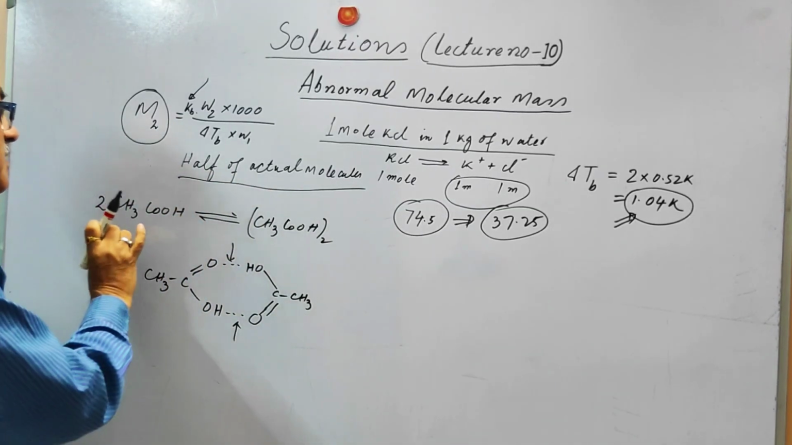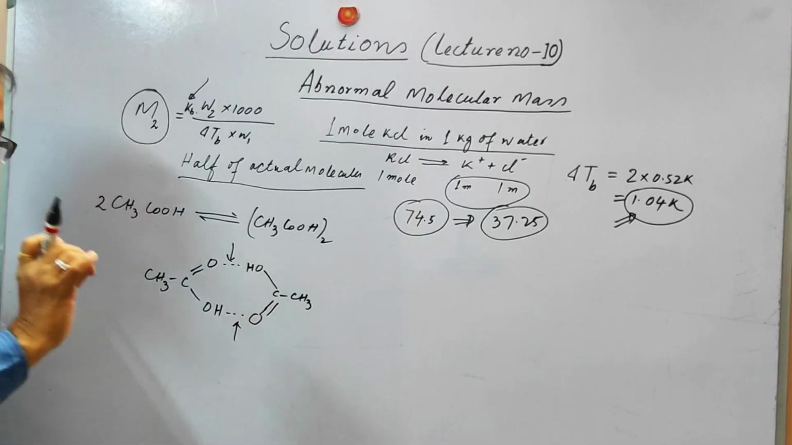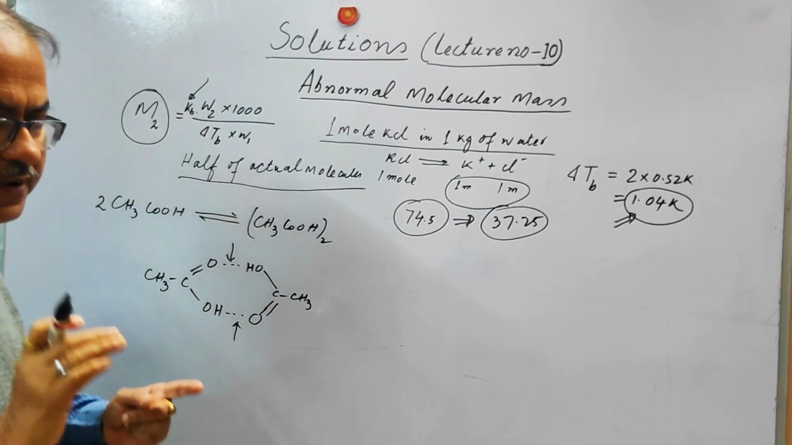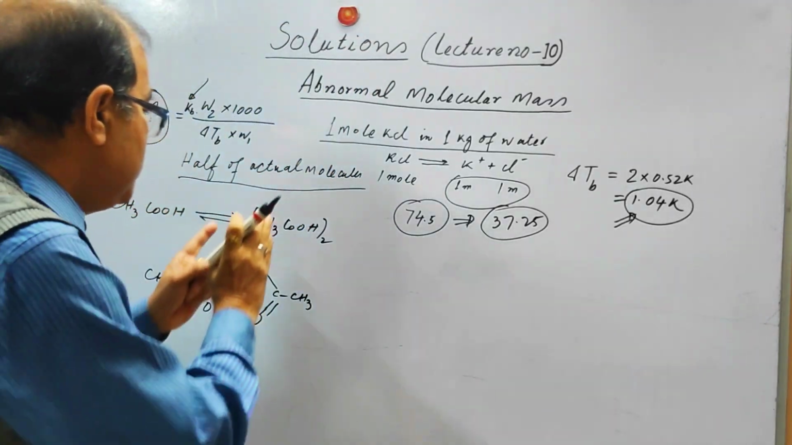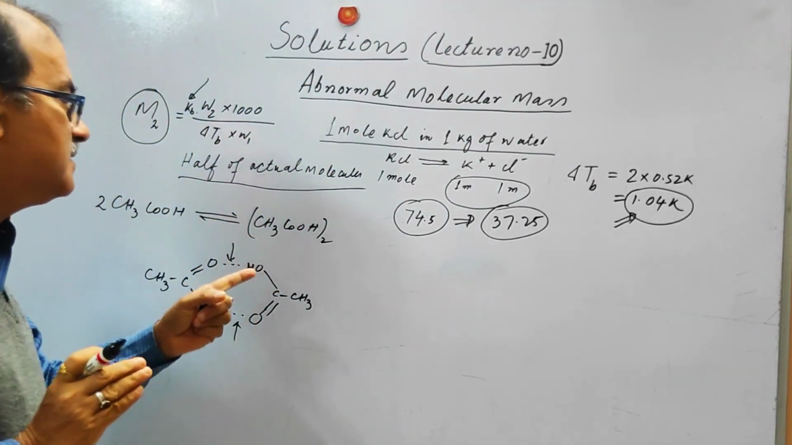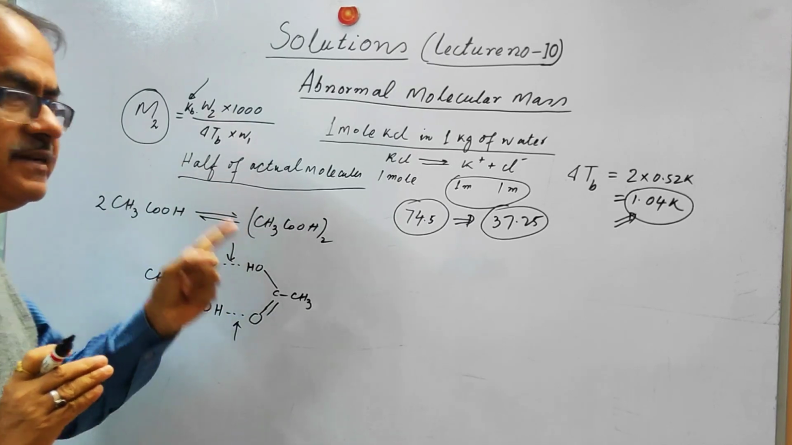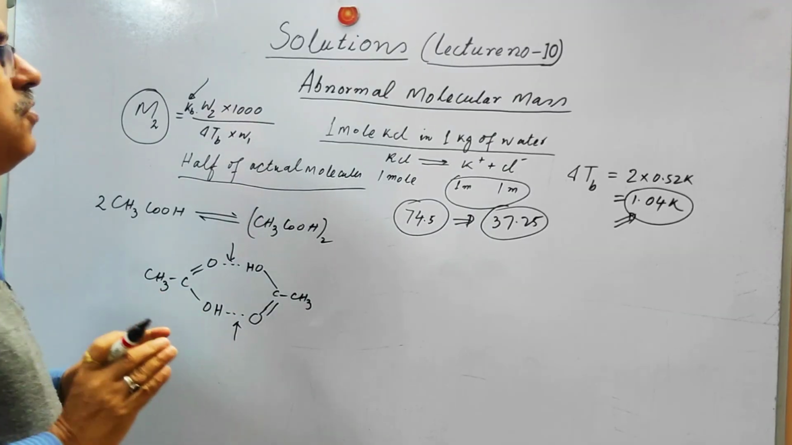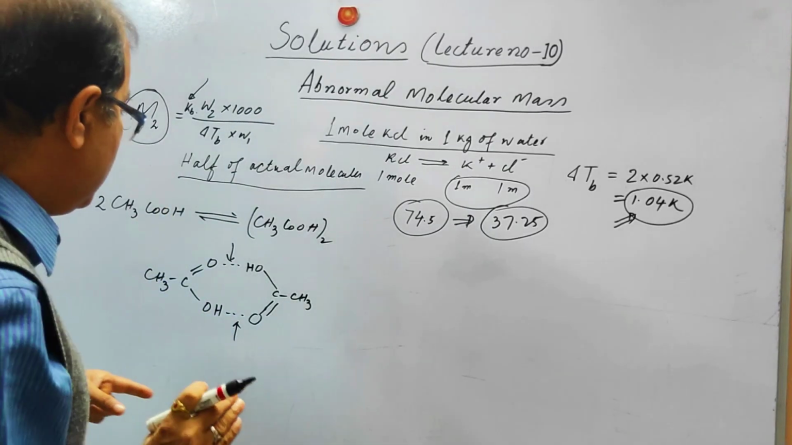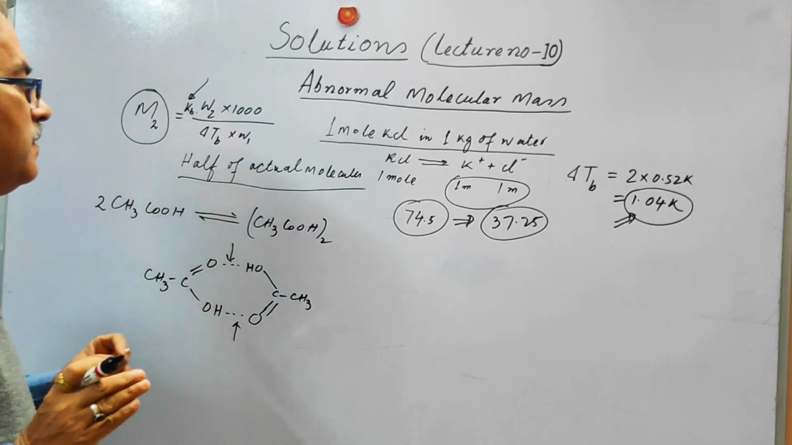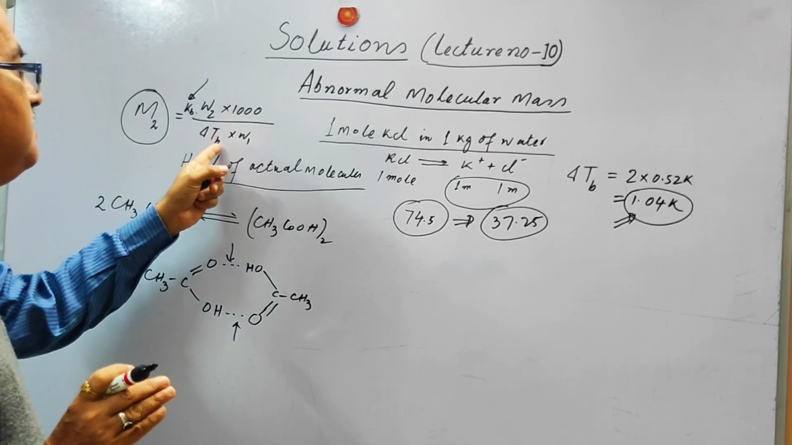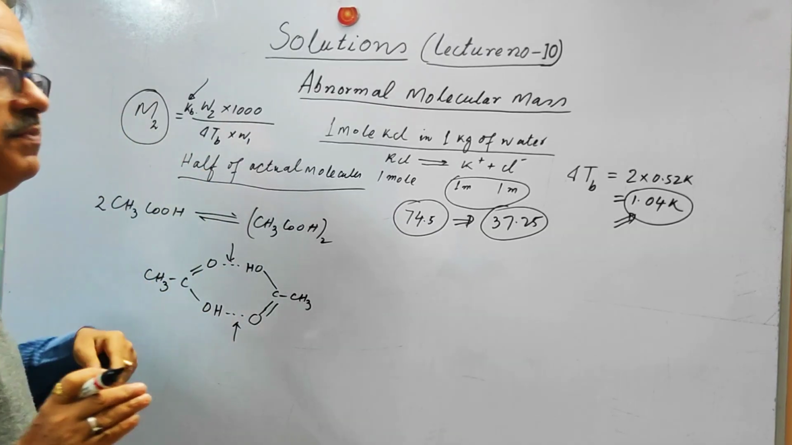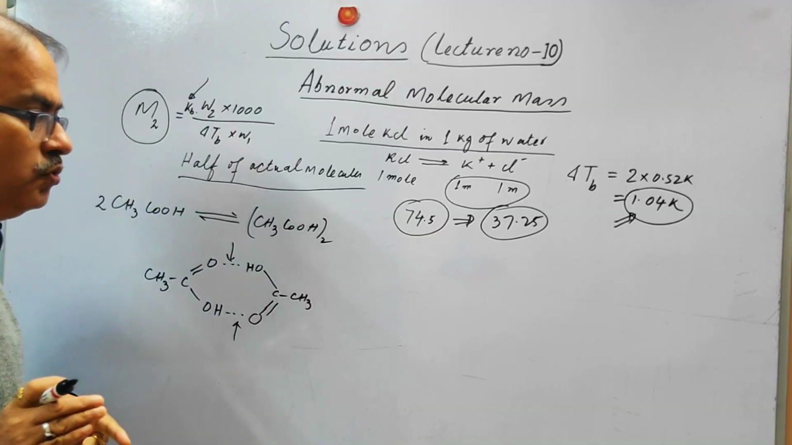Dimerization occurs. So in this case what will we find? We will find a reduction of the particles. The number of particles will be reduced due to this dimerization process. And in this case, what will happen? If we calculate delta TF or delta TB from this experiment, what will we find? You will find that delta TB decreases. At that time, we will find the molar mass will be higher than the true value.